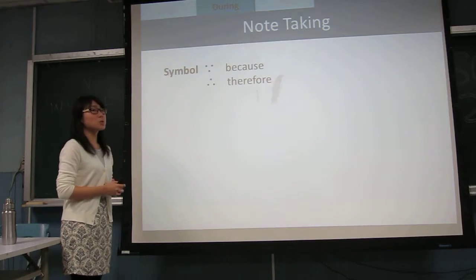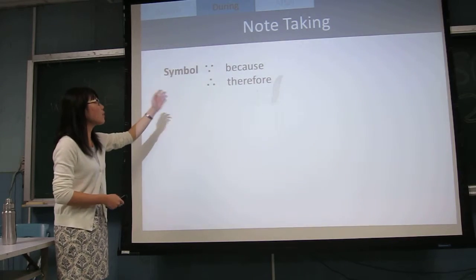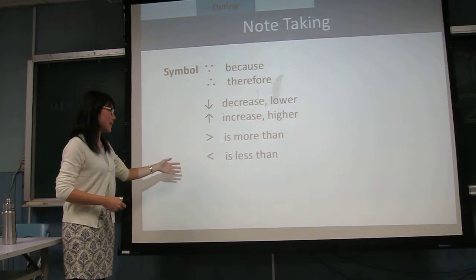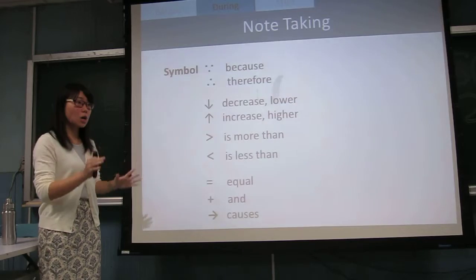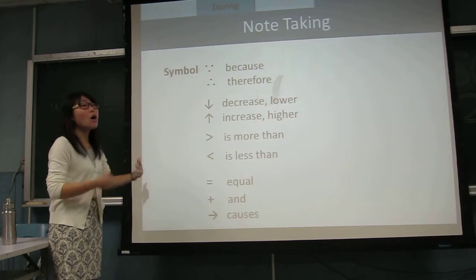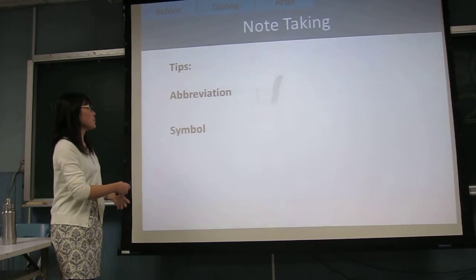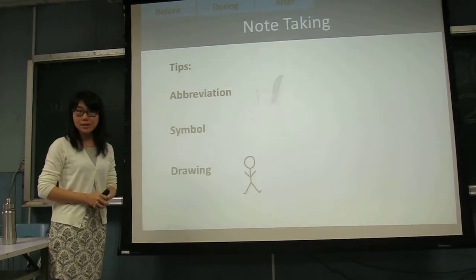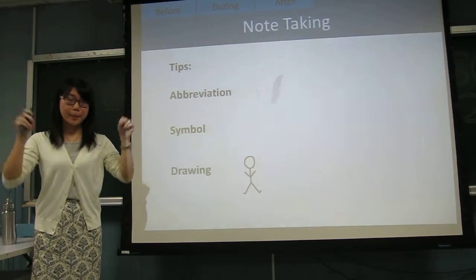Besides, you can also use some symbols, like this is a symbol of because, this is a symbol of therefore, and this means lower, higher, more than, less than, equal, and you can use some arrows to show some causes and effects. So symbols like these. Of course, you can also create your own symbols. And besides abbreviations and symbols, you can also do some drawings. For example, you can draw a person instead of writing the word person.